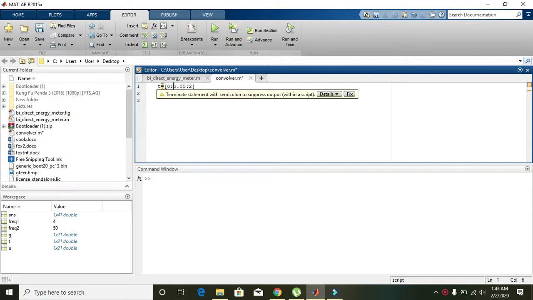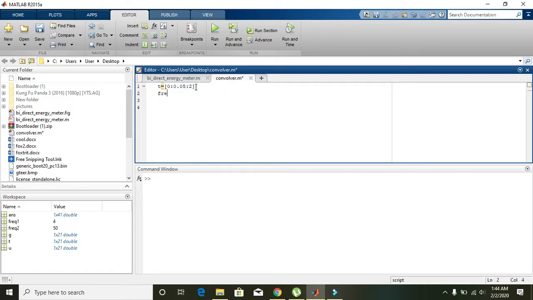That t is just a vector here, and it starts from 0 and ends at 2. That is, the vector t starts from 0 and ends at 2, while having a difference of 0.05 between its lowest and highest element.